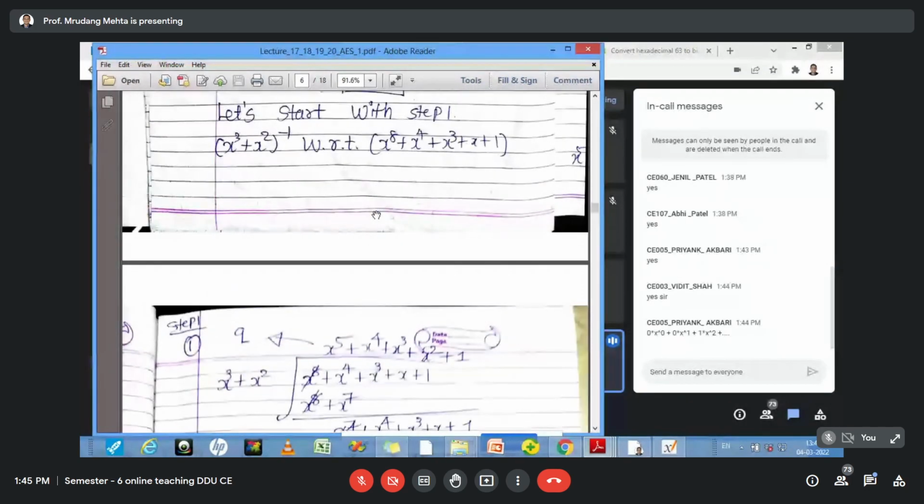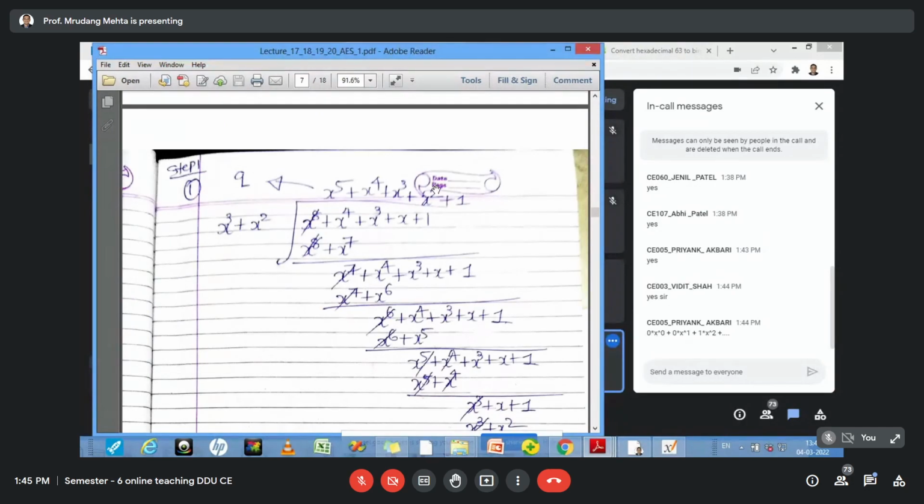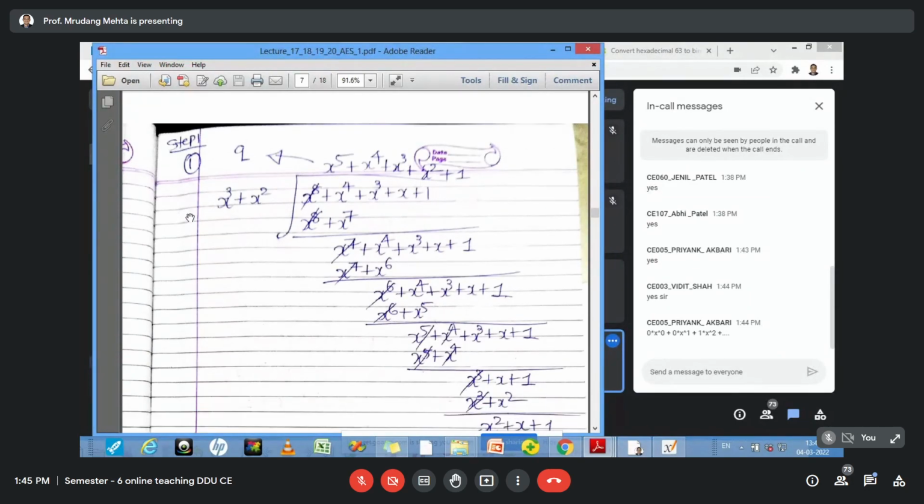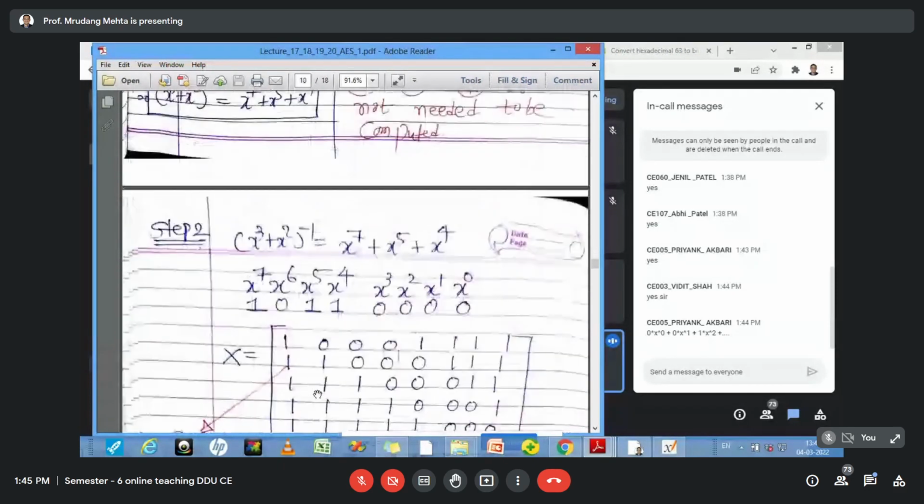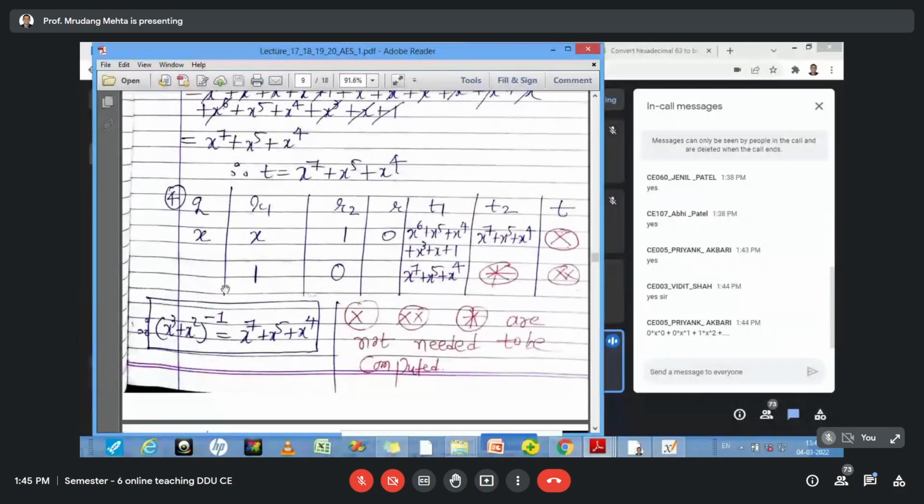How to find its inverse? To find the inverse, we have to find it with respect to Galois's field, x raised to 8 plus x raised to 4 plus x cube plus x plus 1. So we divide this polynomial by this polynomial. What we do is we apply the Euclidean algorithm, and following the steps, all of you are expected to go through these steps. I discussed these steps in detail in the last class. So what we finally get is x raised to 7 plus x raised to 5 plus x raised to 4.